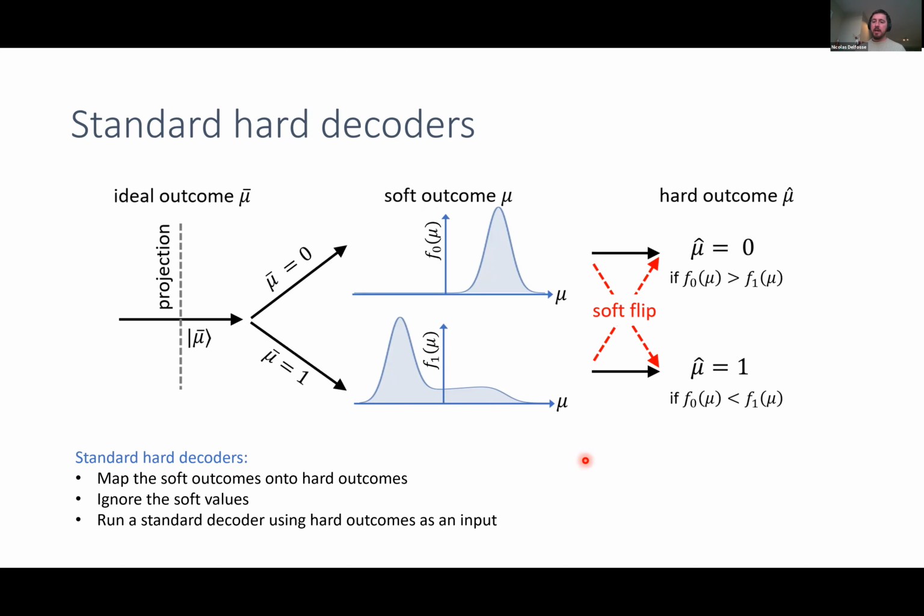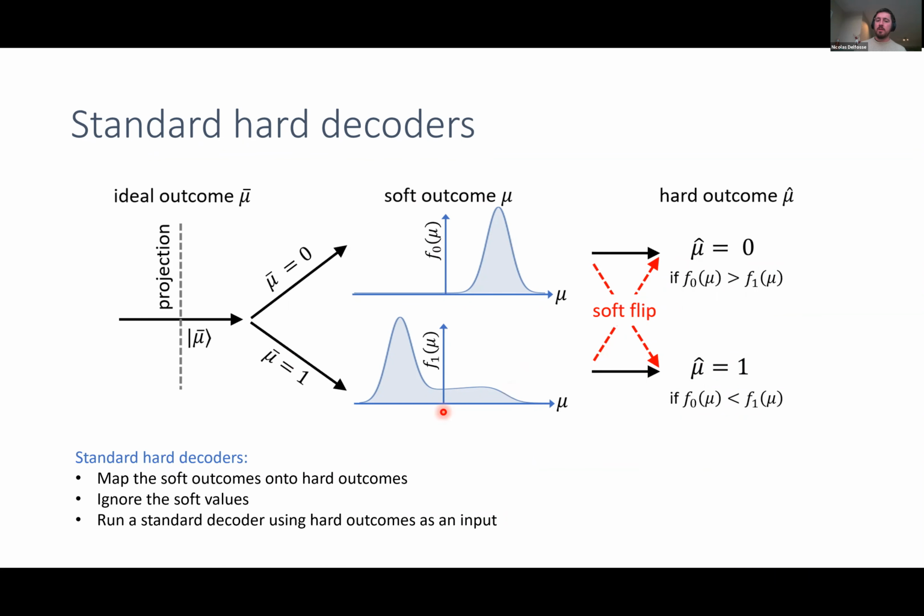And now, how do we get back the traditional hard outcome, plus or minus 1 or 0 or 1? We take our soft outcome, and based on the probability that we get this outcome when we sample from F0 or F1, we are going to associate a hard outcome. So for instance, if we get this soft outcome mu, which corresponds to this vertical line, it's more likely to come from F1 than F0. Therefore, I'm going to associate the hard outcome 1 with this soft outcome.